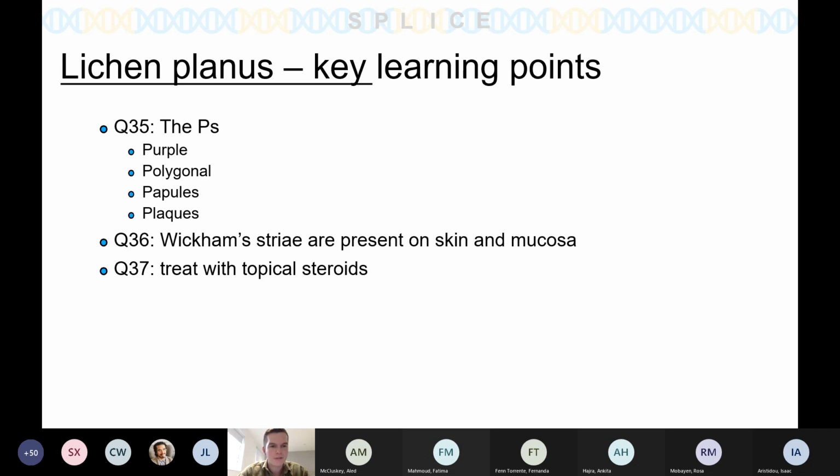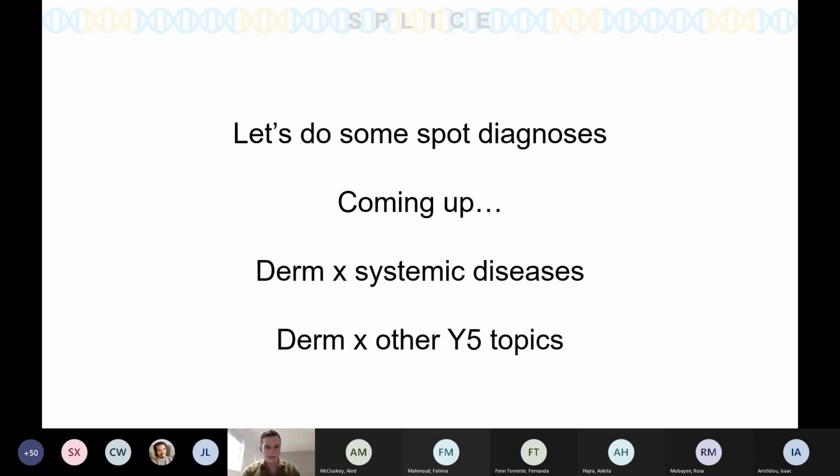But yeah, let's talk about the learning points of lichen planus. You recognize it by looking out for the P's: purple, polygonal, papules, and plaques that are pruritic, which I should have put in. Wickham striae is the name of that white or silvery scale that you get over the top. You treat with topical steroids. And we will leave the SBAs there.